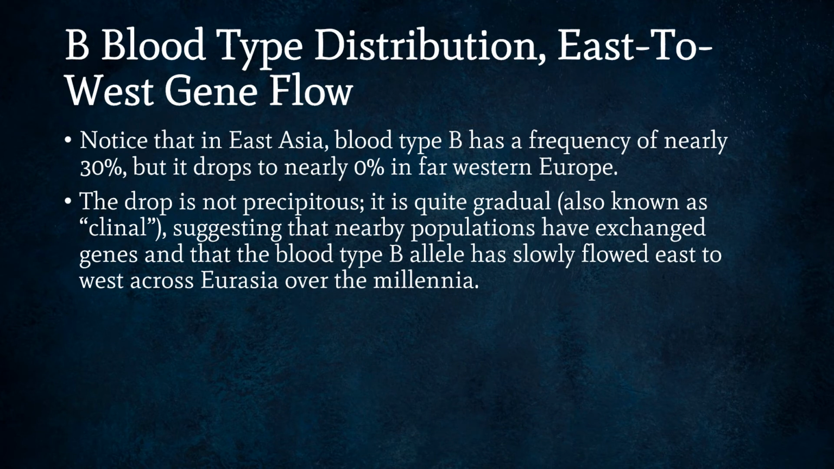So in our picture, notice that in East Asia, blood type B has a frequency of nearly 30%, but drops to nearly 0% in far Western Europe. The drop is not precipitous, it is quite gradual, also known as clinal, suggesting that nearby populations have exchanged genes and that the blood type B allele has slowly flowed east to west across Eurasia over the millennia.